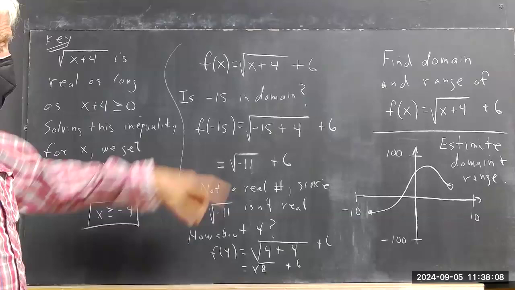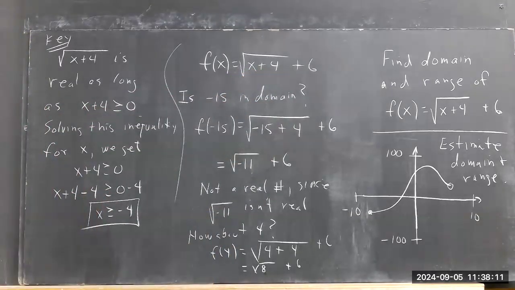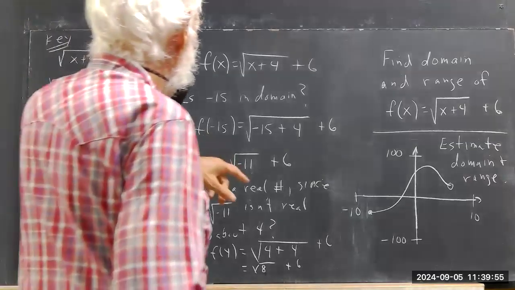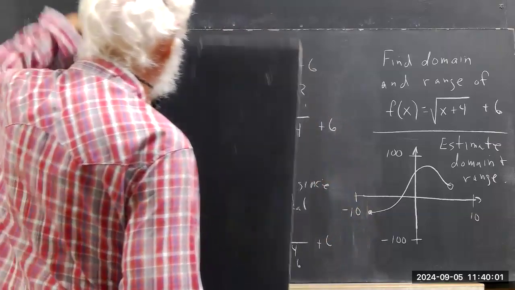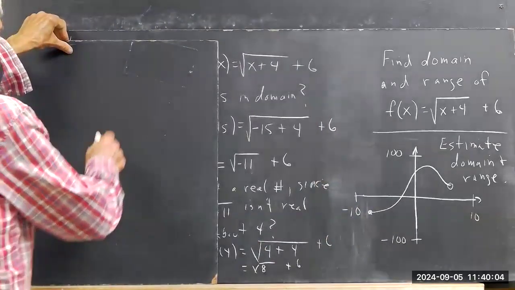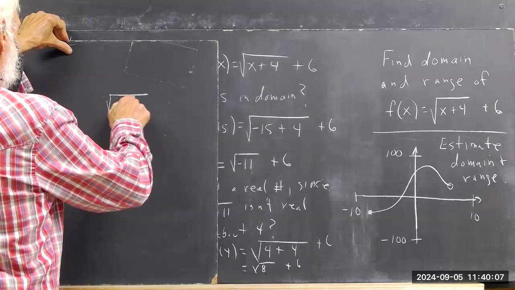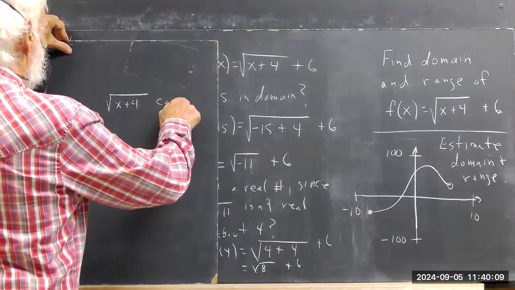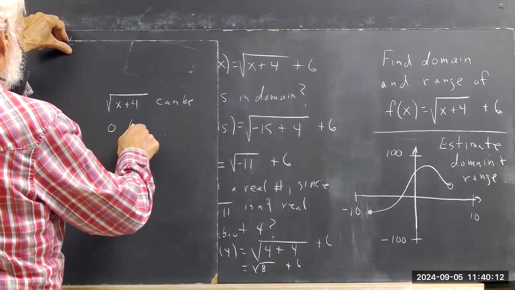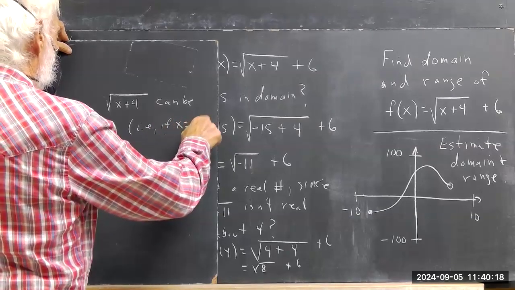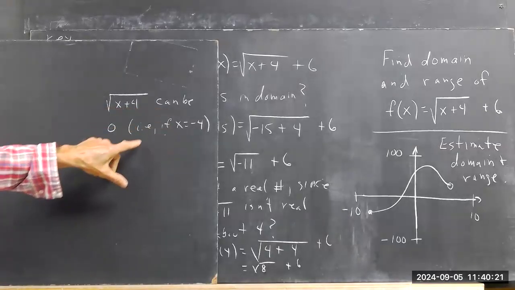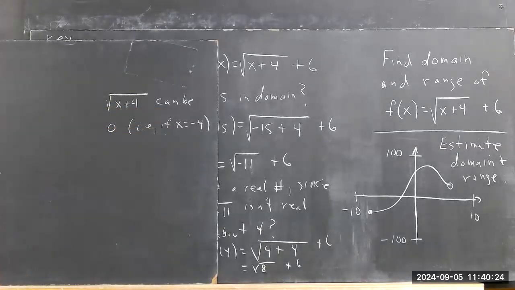So what numbers can you get out of the square root of x? Okay, now the range of this function. Yeah, just talk about it formally. Let's see. Square root of x plus 4 can be 0. X is equal to -4. Okay.